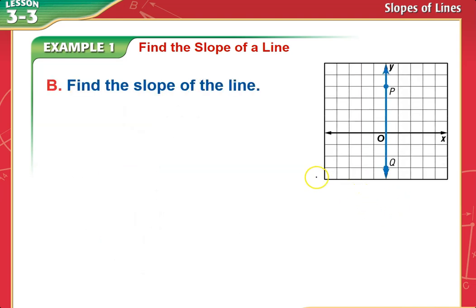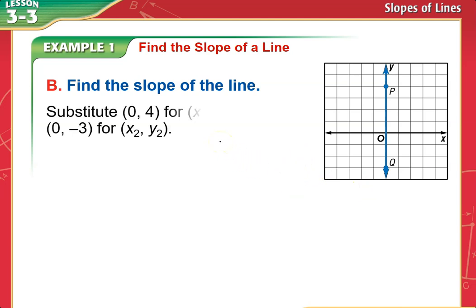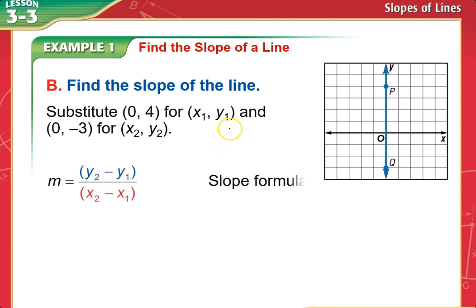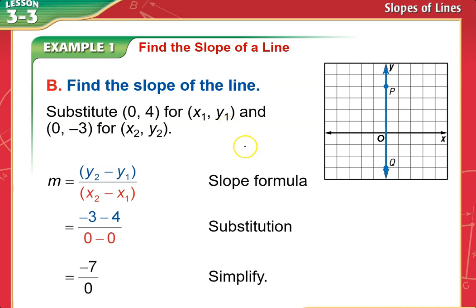Here we're finding the slope of the line. Well, in this case, our p and our q both have the same x value. They're both at x value of 0. And when we subtract them, in the denominator we get a 0 on the bottom. Therefore, the slope is undefined.